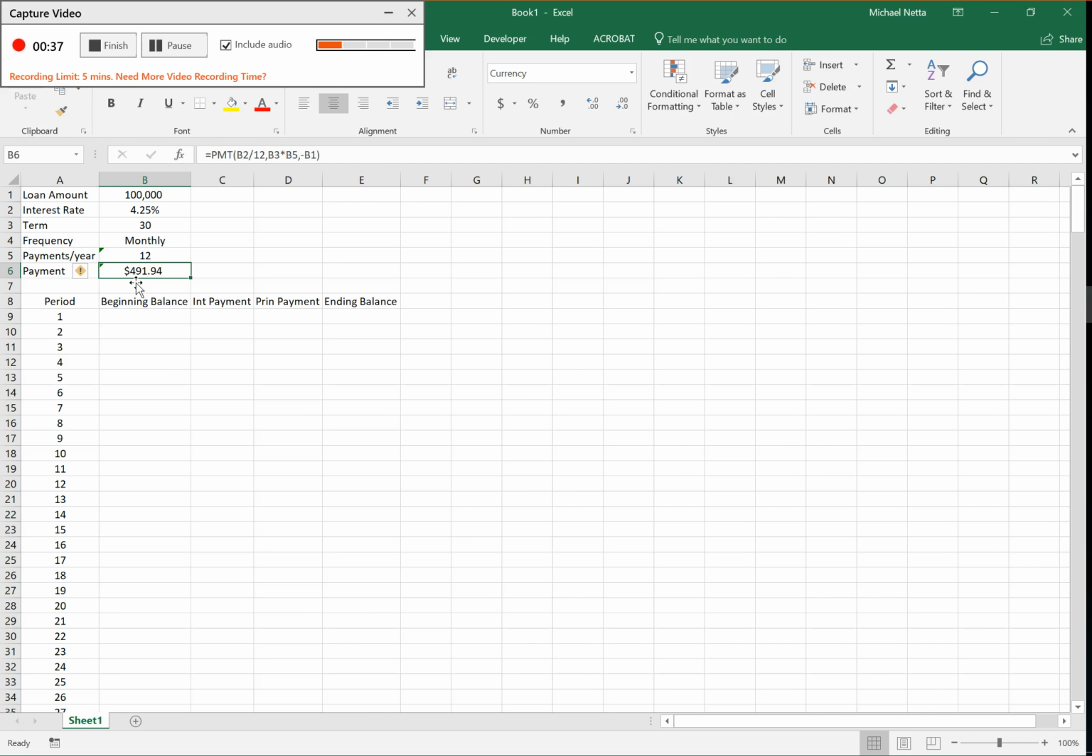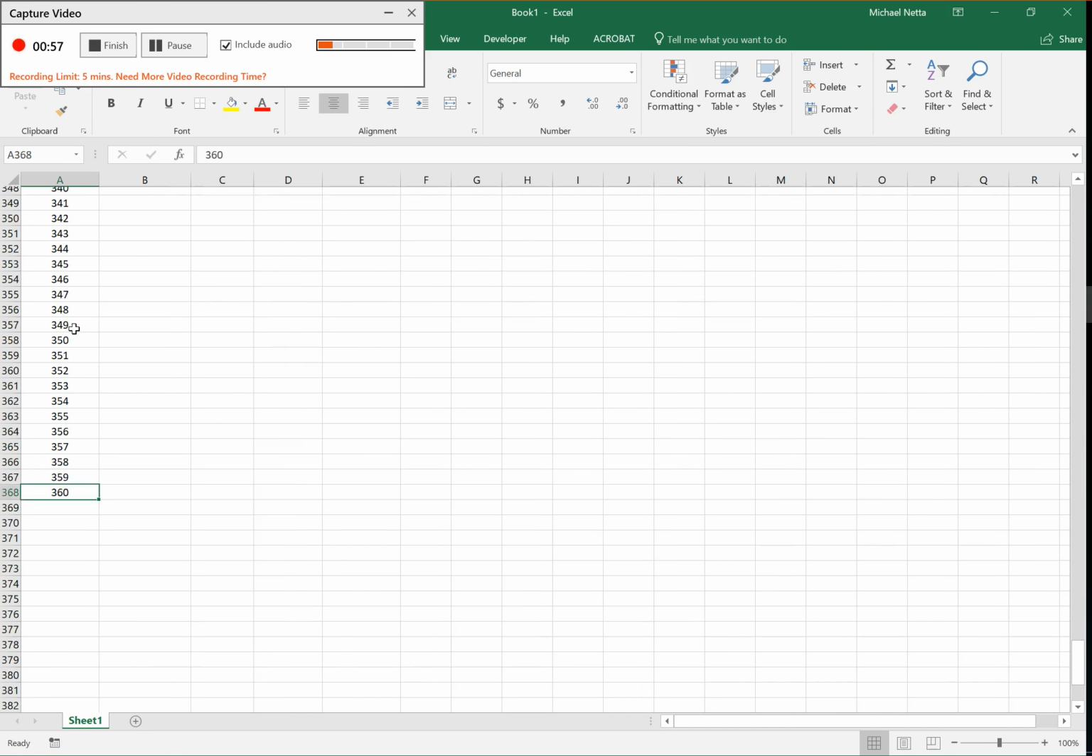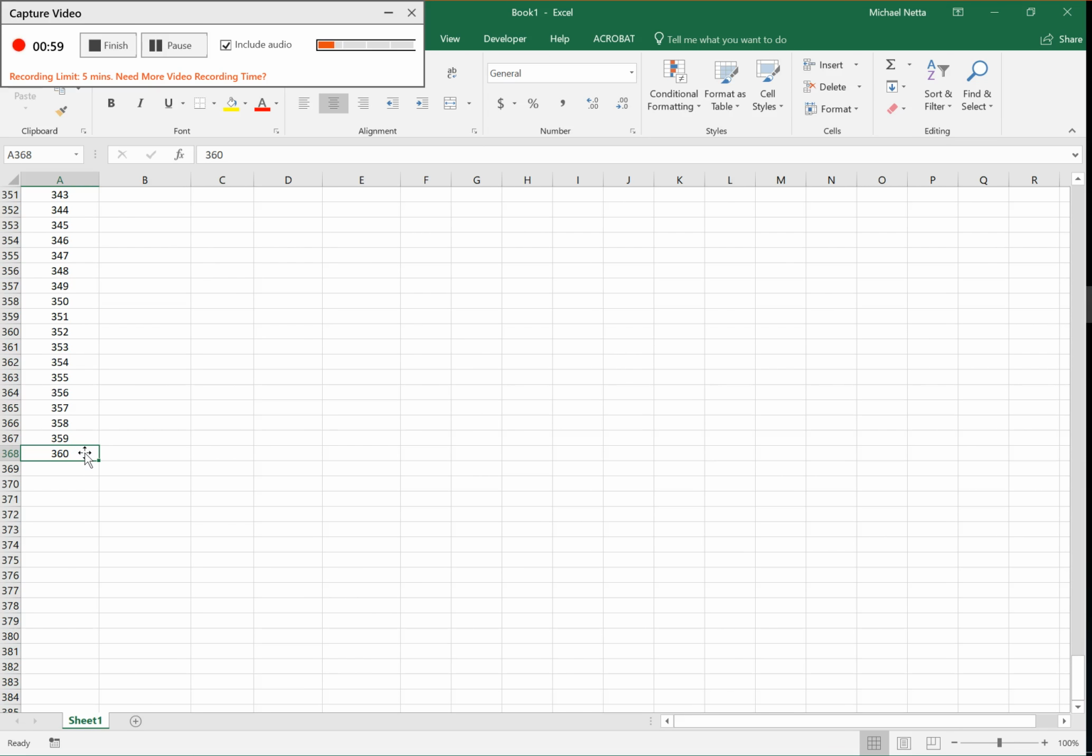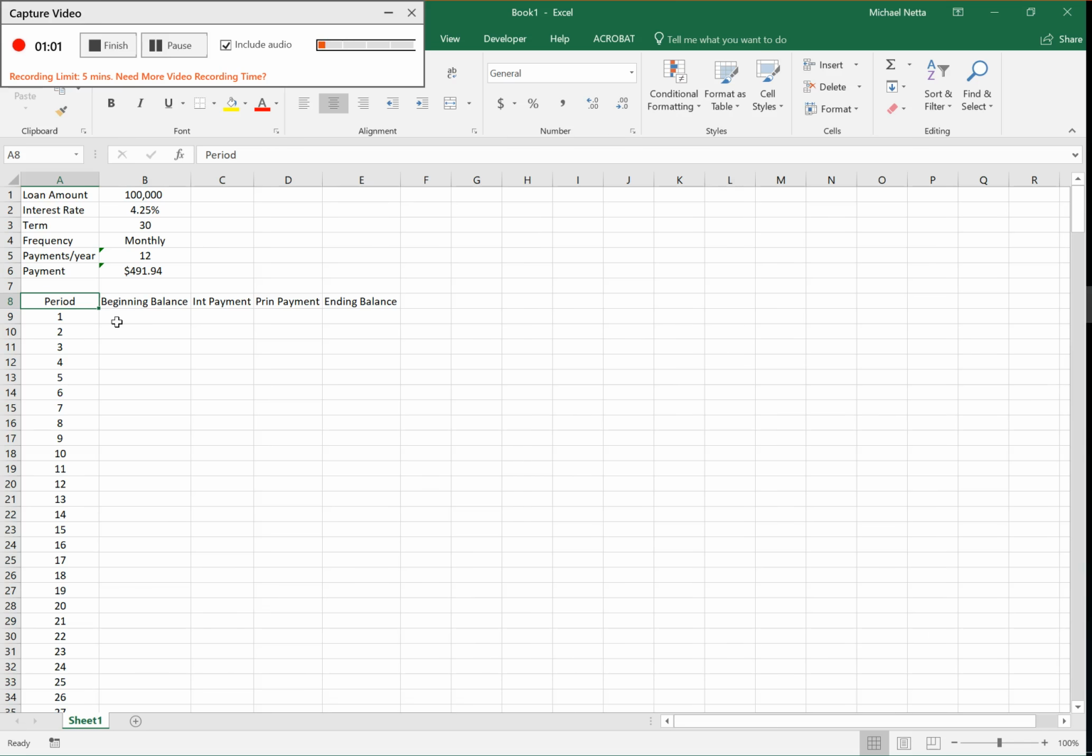Okay, so the first thing you need to do is to set up the number of periods that your loan is paying. We said that this 30-year loan is paying monthly, or 12 payments per year, which gives you 360 total payments. So what I did is I pre-populated this spreadsheet, starting with period 1 and moving all the way down to period 360. The next thing we have to do is start with our beginning balance.